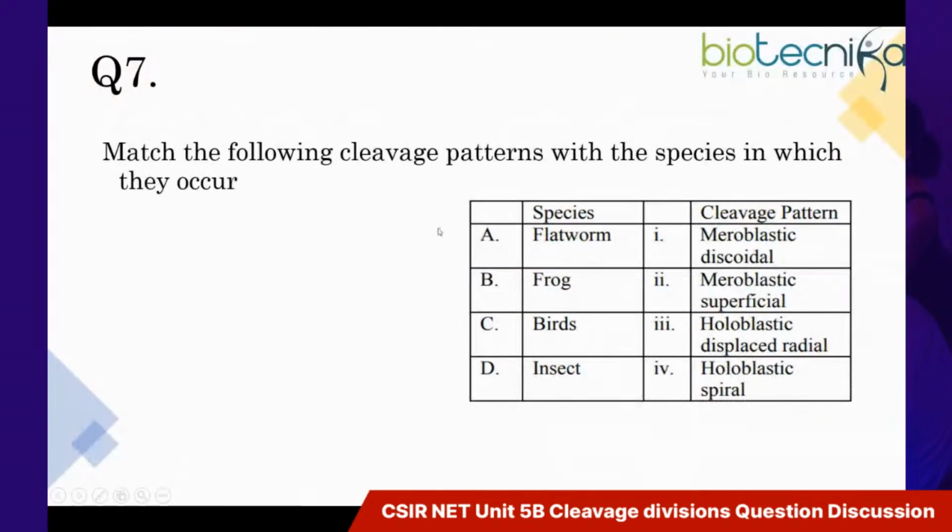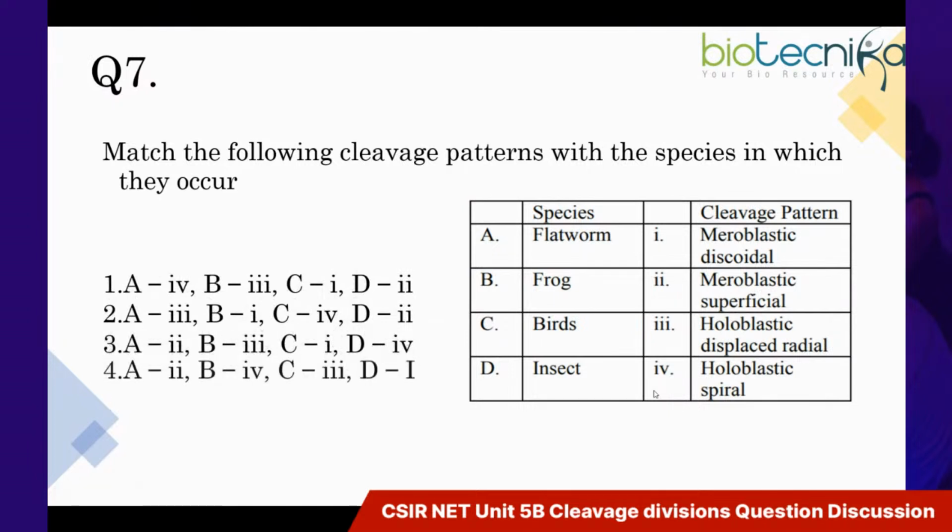Yes, match the following cleavage patterns with the species in which they occur. Now that you know the different types of cleavage divisions, the major categories, holoblastic and meroblastic, the next thing is the types of representative organisms.